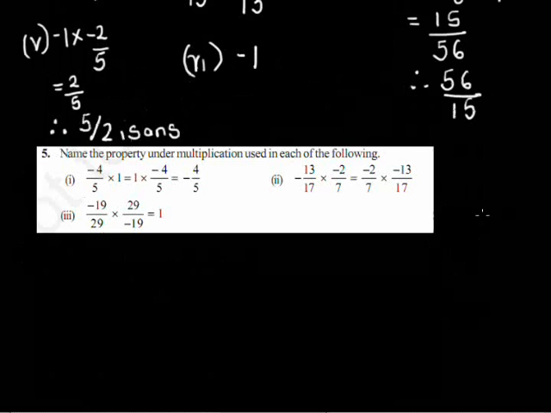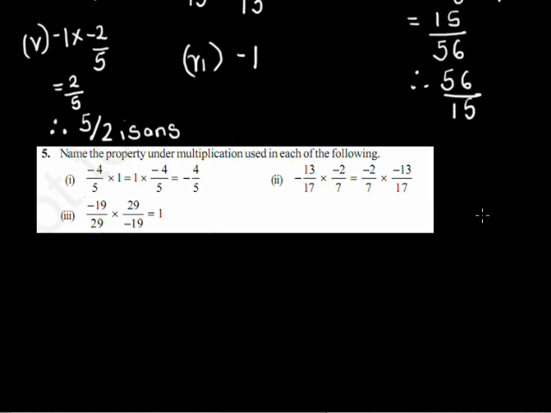Now the fifth question, find the property under multiplication used in each of the following. First of all, the first is minus 4 upon 5 into 1. The first question, minus 4 upon 5 into 1 is equal to 1 into minus 4 upon 5, which is equal to minus 4 upon 5. I have to tell which multiplication property is used in this part. Now I know that 1 is the multiplicative identity.